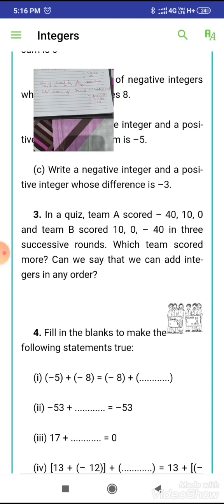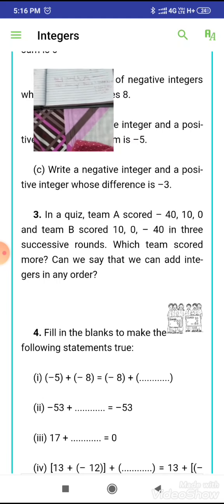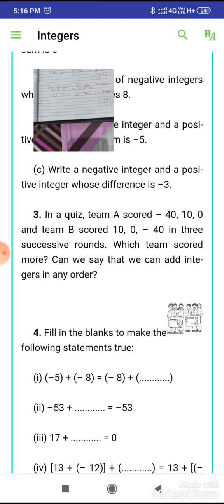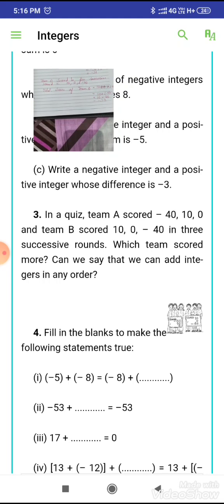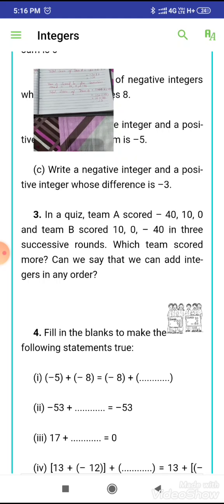Next, it is asked in this question which team scored more? So both teams scored equally. Can we say that we can add integers in any order? So yes, we can say that we can add integers in any order.